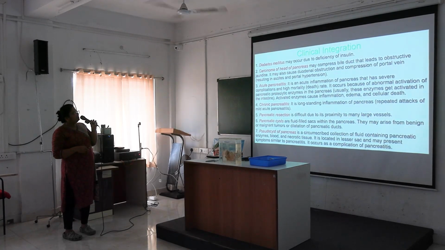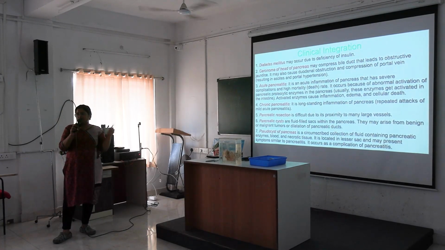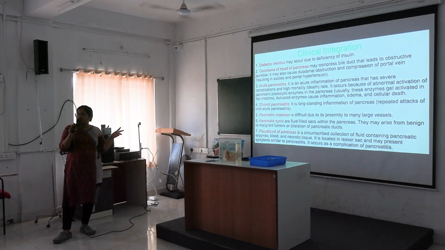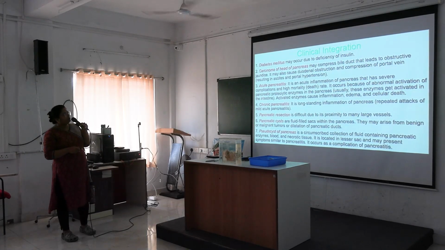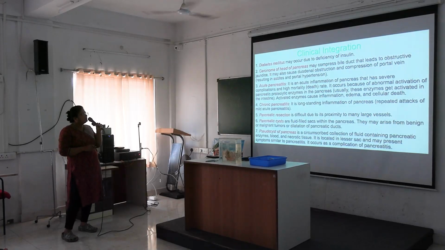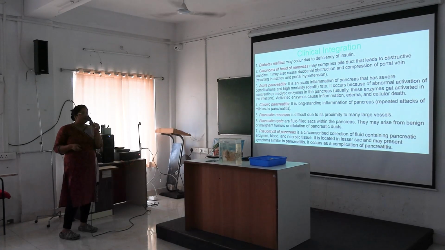And carcinoma head is also important. It compresses the bile duct, leads to obstructive jaundice. This is also important. Explain why in carcinoma of head of pancreas there will be obstructive jaundice. Okay. It may cause duodenal obstruction and compression of portal vein, resulting in ascites and portal hypertension also in case of carcinoma head of pancreas.